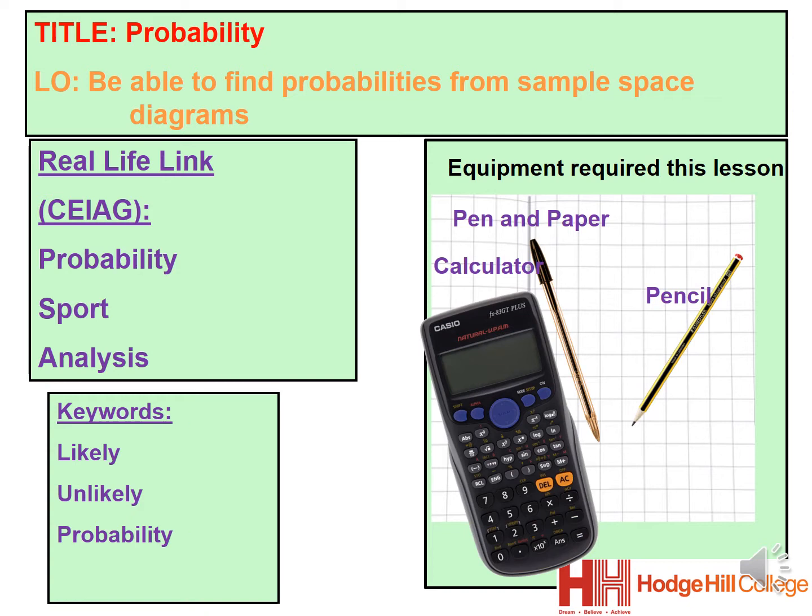For example, a really historic event happened in America with regards to baseball, where they used sport analysis and probabilities to calculate the likelihood of winning a season with certain players, and it turns out it worked out.